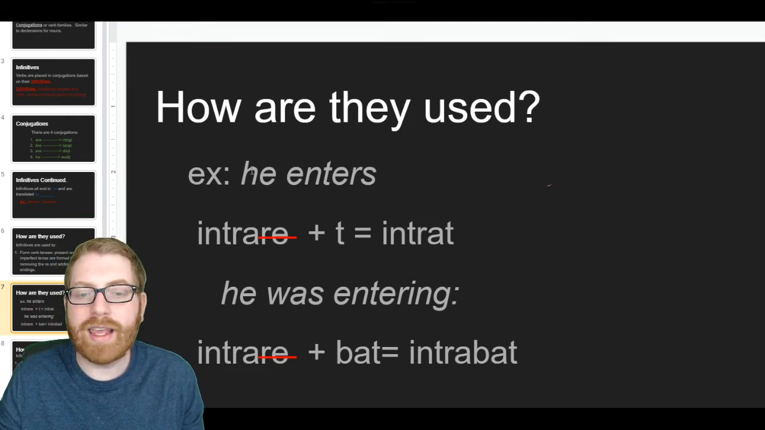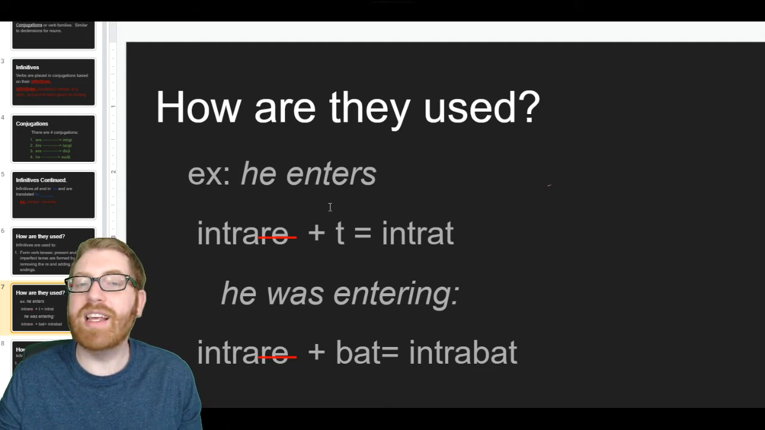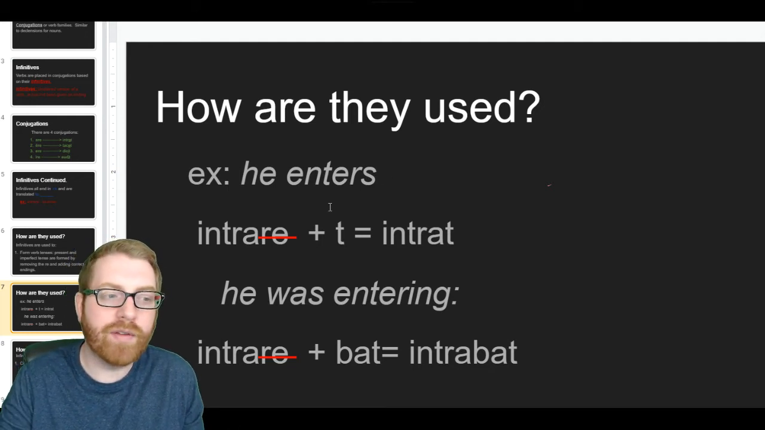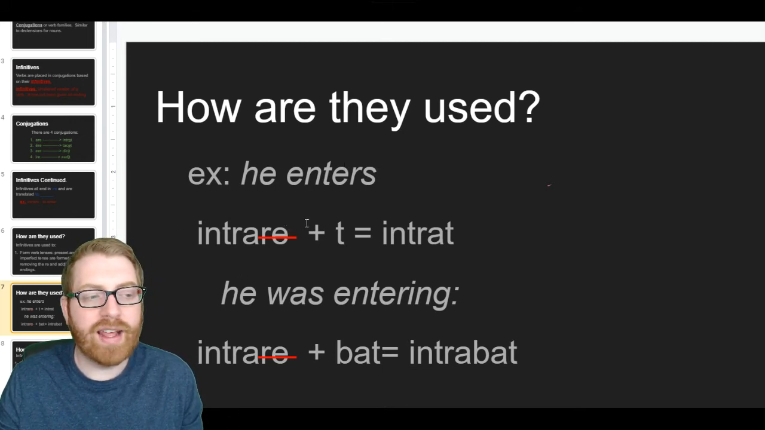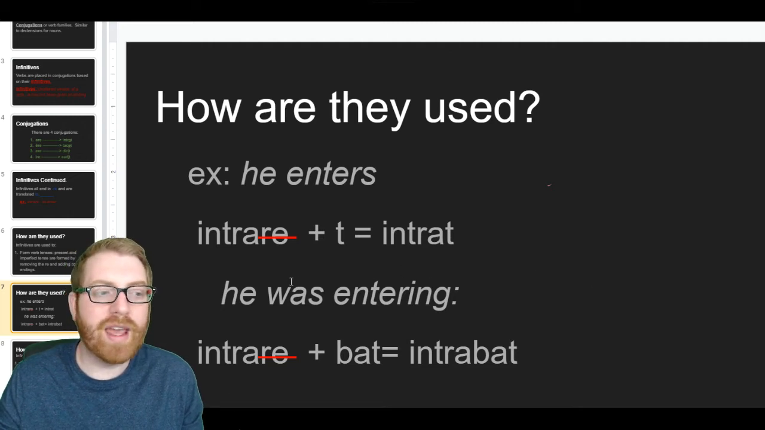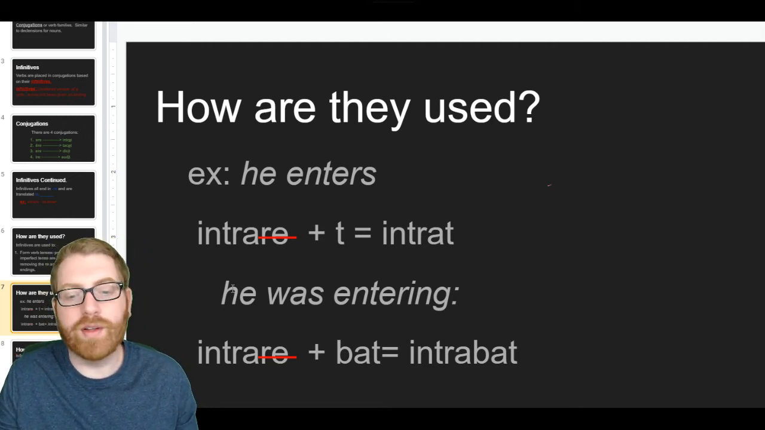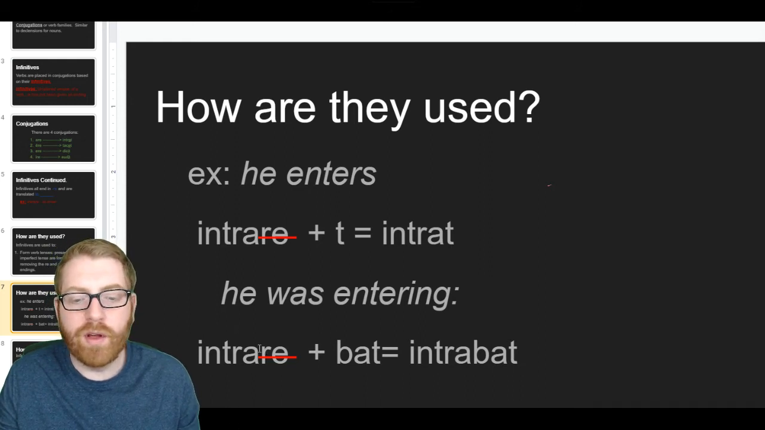So if we want to write he enters in Latin, it's really easy to do so if we know the infinitive. So if we know that the infinitive of enter, to enter, is intrare, if we want to write it in the present tense, all we have to do is remove the RE and add a T, and that becomes intrat. And it's also really easy to form the imperfect if you know the infinitive. If we want to say he was entering, we take intrare, the infinitive, take off the RE, add a BAT, and we get intrabat.